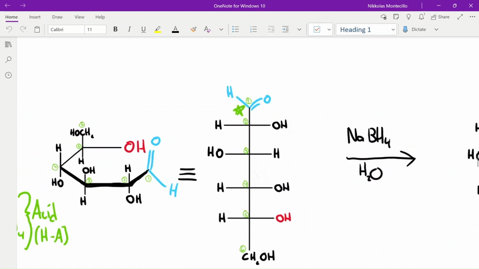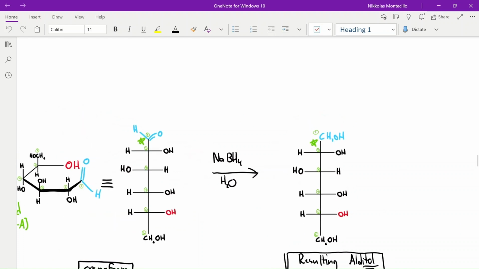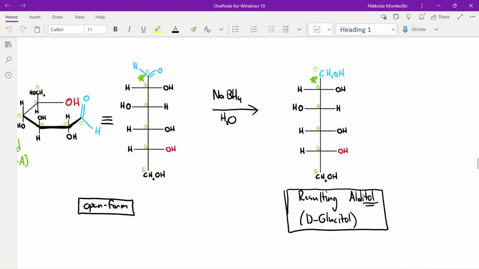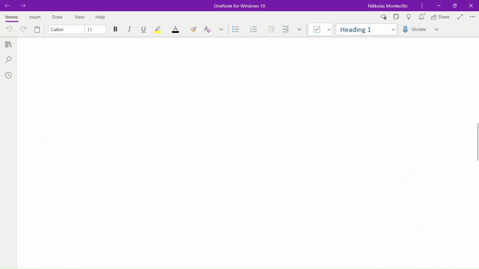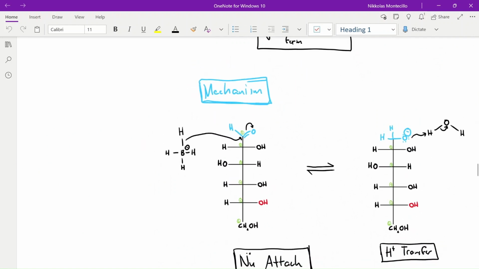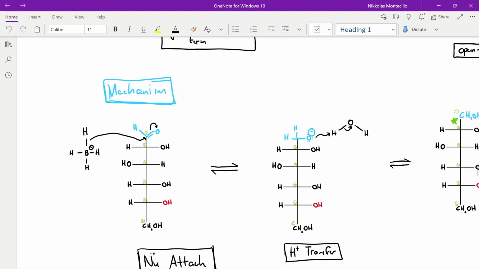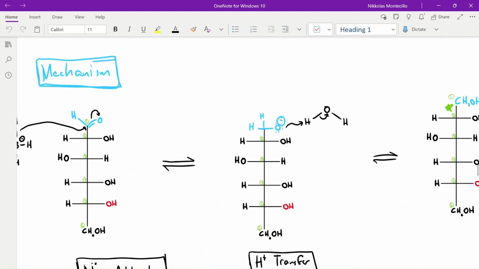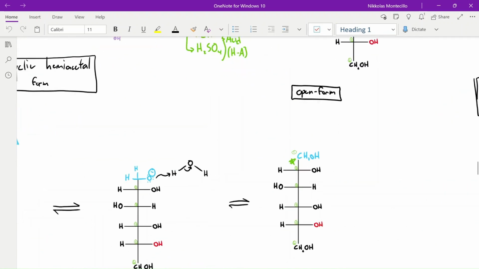Okay, so we see here that the carbonyl group now becomes an alcohol. Okay, so the mechanism shown here is a nucleophilic attack by sodium borohydride, where the hydride ion will nucleophilically attack the carbon atom of the carbonyl group, and then we see here that an oxide ion forms. That oxide will be protonated to form the alcohol.